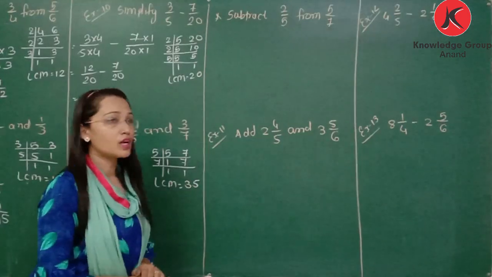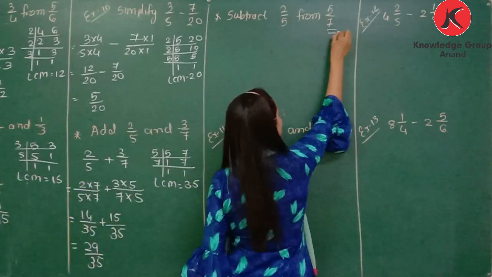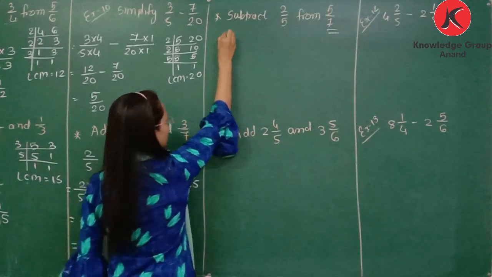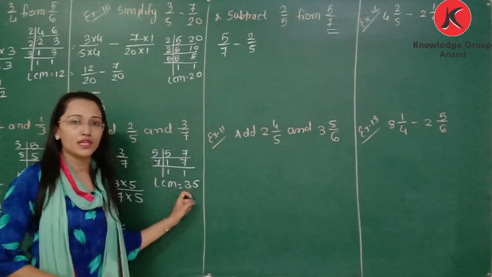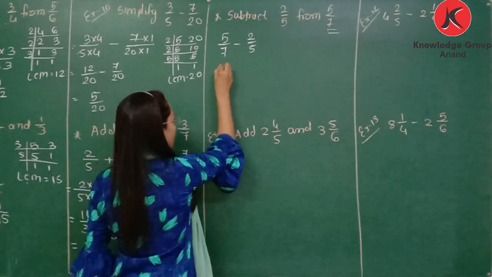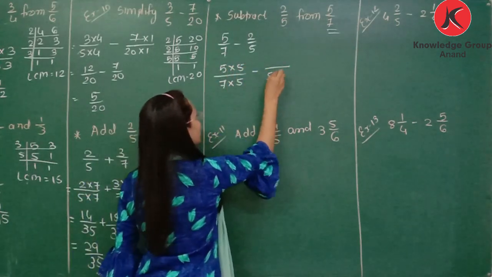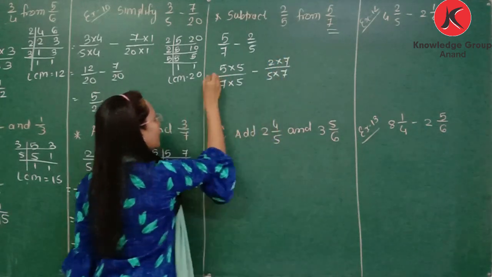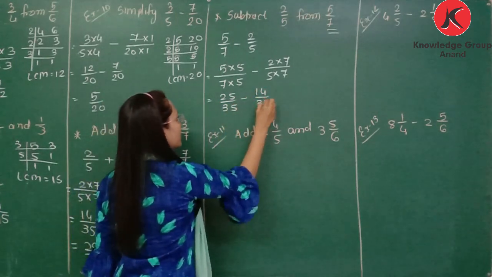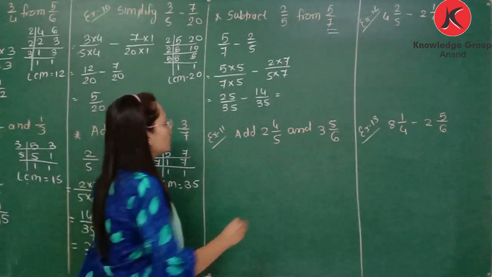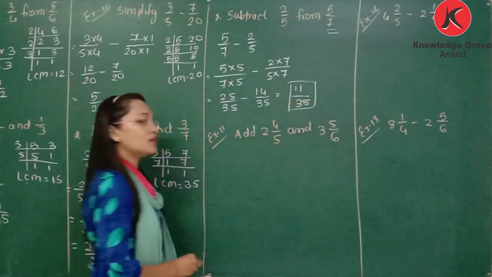Now next, subtract 2 by 5 from 5 by 7. So from 5 by 7, subtract 2 by 5. So let's start. 5 by 7 minus 2 by 5. Again, the LCM is the same as the previous one, that is 35. So here, 7 is multiplied with 5 and 5 is multiplied with 7. Now it is 25 by 35 minus 14 by 35. Now perform this subtraction. So you will get 11 by 35. So this will be our answer.